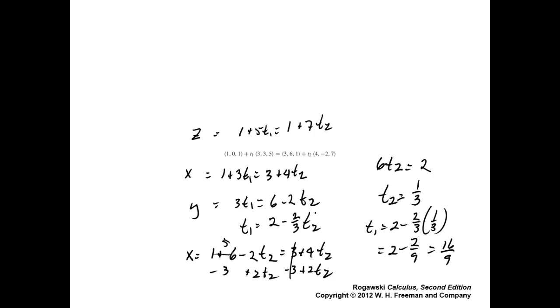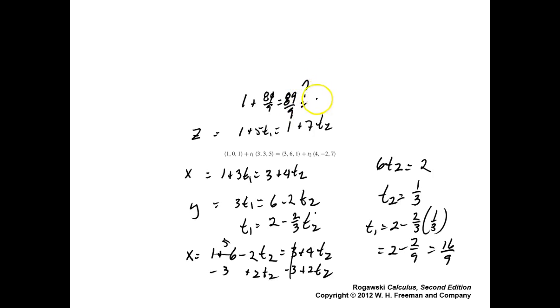All right. Now, got three equations, two unknowns. This is what those two give you here. Let's plug these two values in here and see if you get the same thing. 1 plus 5 times 16/9, I'm doing 5 times 16 in my head. Okay, 5 times T1. T1 we said was 16/9. 5 times 16 is 80. So this will be 9/9 plus 80/9, so that'll be 89/9.